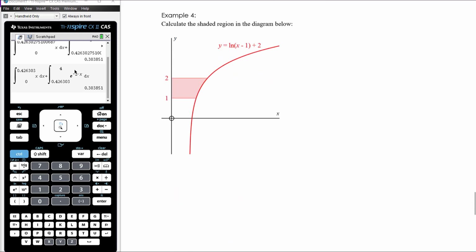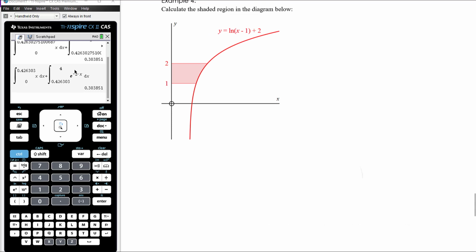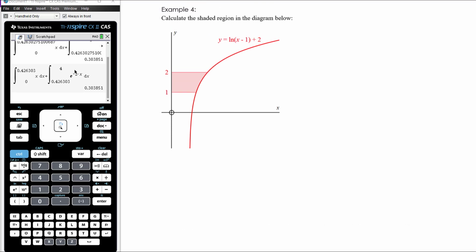Okay, example 4, which I think is our final example. Yep. We want to talk about, again, an idea similar to the previous one in which we want to use symmetries, but this is a different kind of symmetry. Okay, so here we have a log function and we want to calculate this region.